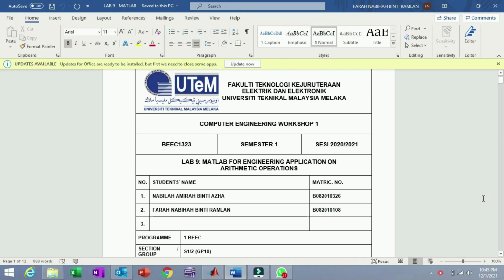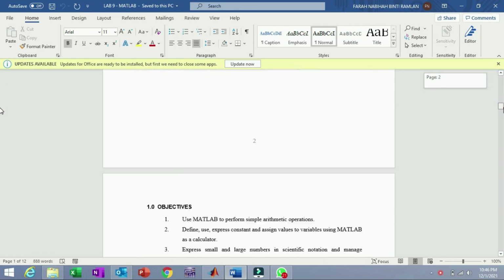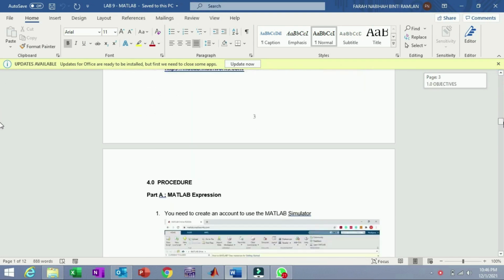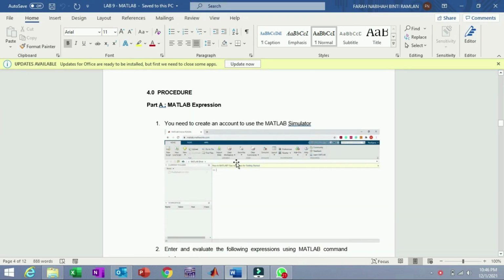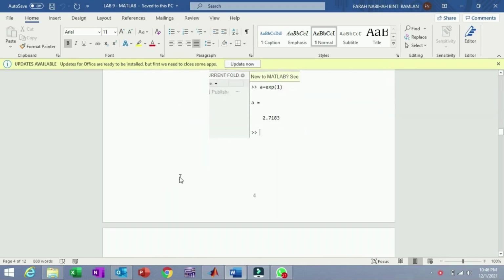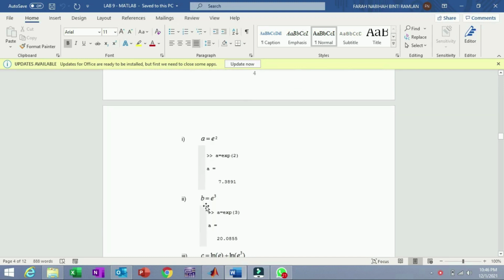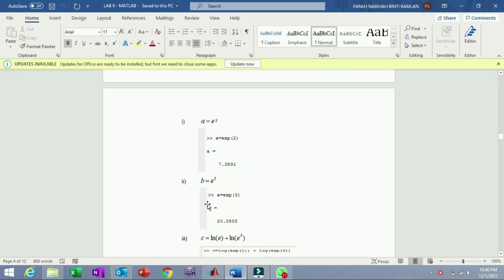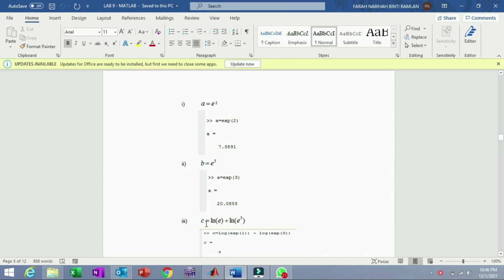This is Lab 9, where we need to use Matlab. In this lab, we have part A, part B, and part C. Part A is Matlab expressions. In part A, a few questions are already given, and we need to find the answers using the Matlab that we already installed.